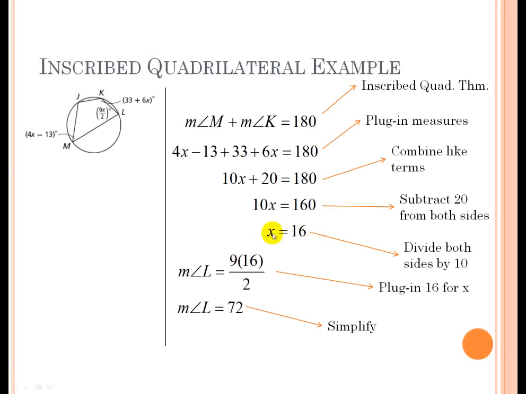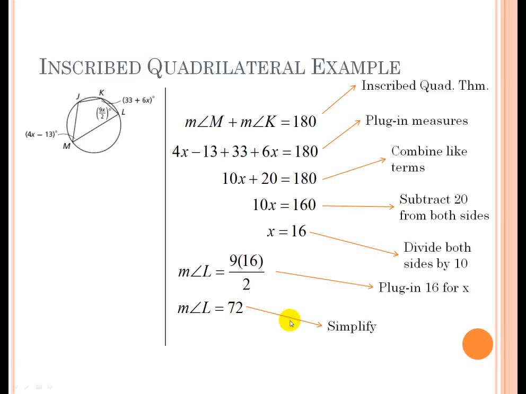Okay, so now I can take that 16, I can plug it back into those angles, or I can plug it into angle L. In this case, I went ahead and plugged it into angle L. I know that L was 9x over 2. 9x divided by 2, so 9 times 16 divided by 2. 9 times 16 is 144, divided by 2 is 72. So I end up with angle L is 72 degrees. I could plug it in for any of the other ones. I could even go so far as to find angle J, because if L is 72, J has to be the rest of the 180, so it's got to be 108. 180 minus 72 is 108.